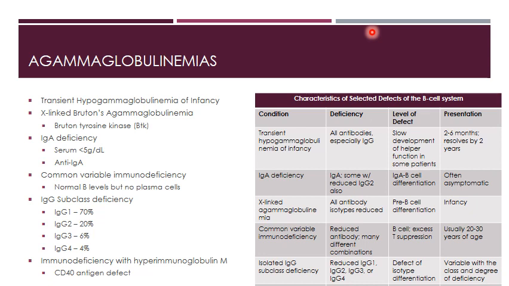Because it's producing only IgM, you're going to have a higher level than normal. But it keeps trying to switch. So it keeps churning out that M until it can switch, and it never does. So it just keeps trying, spinning its wheels.